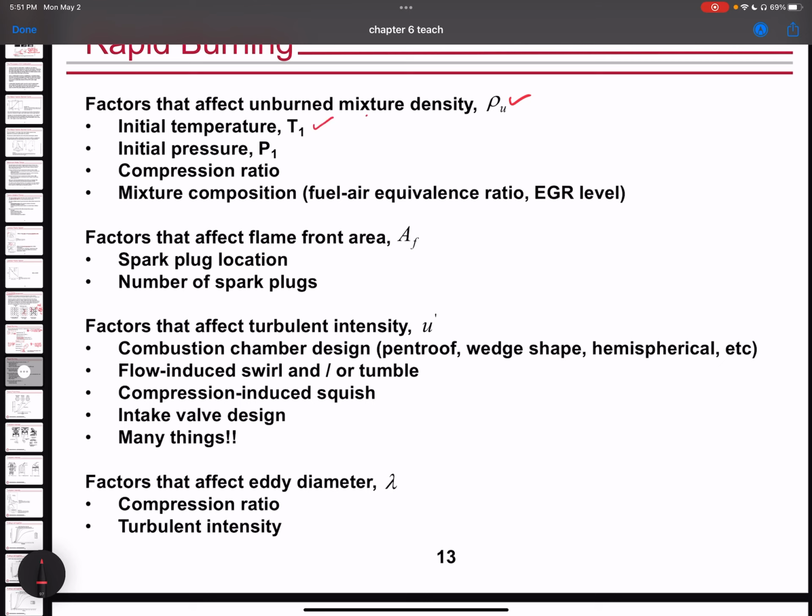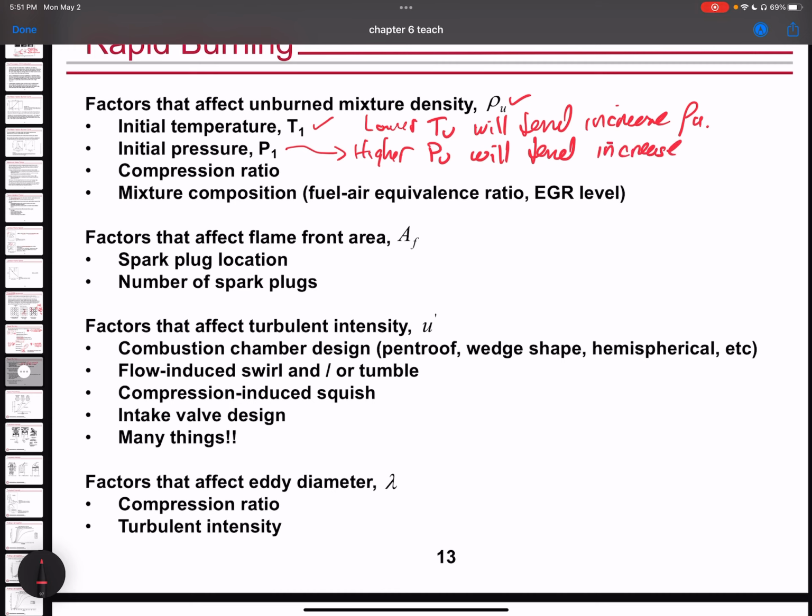So a lower unburned mixture temperature, TU, will tend to increase your mixture density, okay? Your initial pressure, right? So a higher unburned pressure will tend to increase your unburned density. And one thing that we have to pay real close attention to is compression ratio, right?